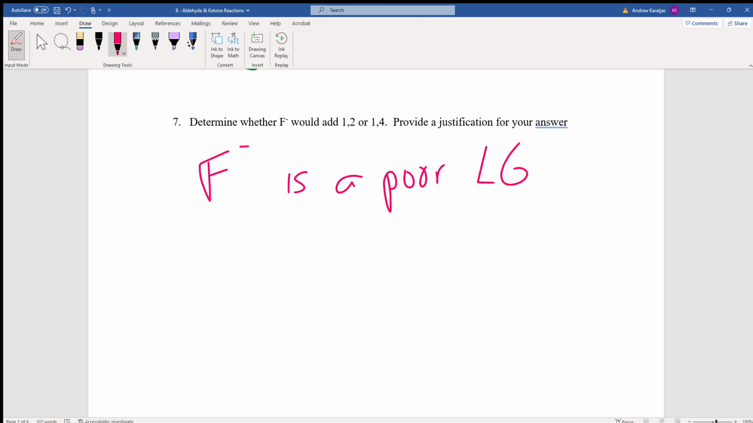Because it's a poor leaving group, it'll add 1,2, but that 1,2 addition will not be reversible, and so it will never be able to add 1,4. So that means if we're working with fluorine or fluoride as our nucleophile, we get 1,2 addition as our product.